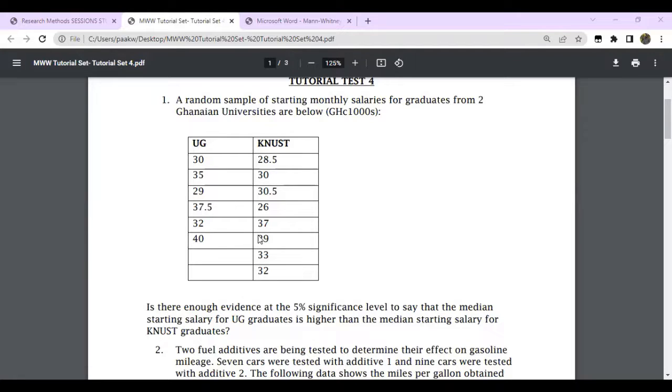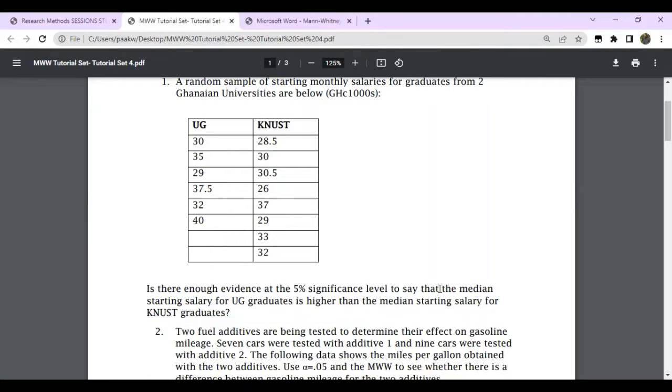Can you remove the mouse pointer? I can't see whether it's 2 or 3. Okay, it's okay now. I'm done. Okay, let me copy the question.